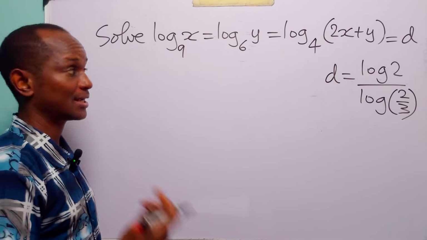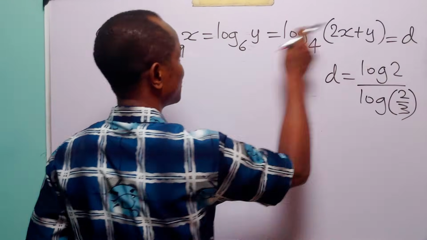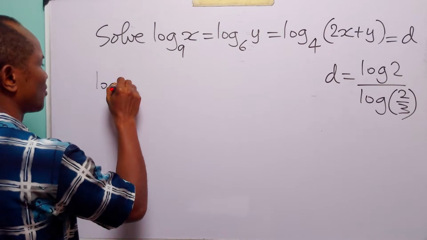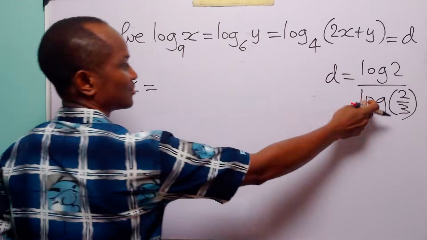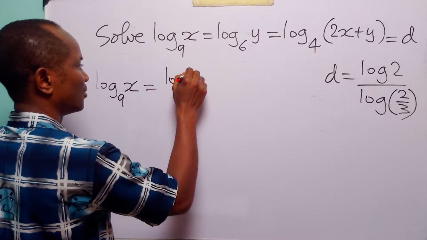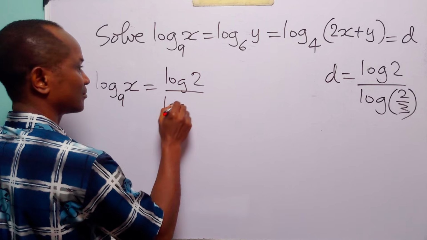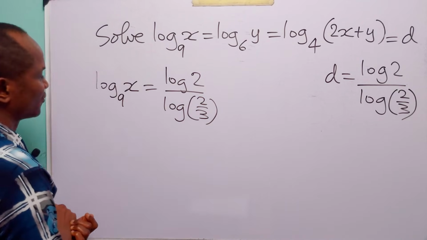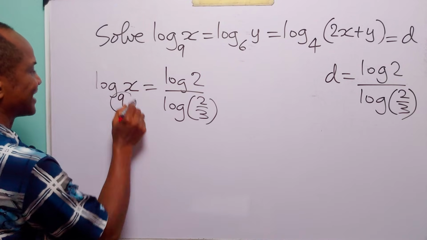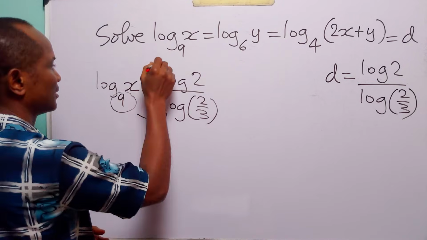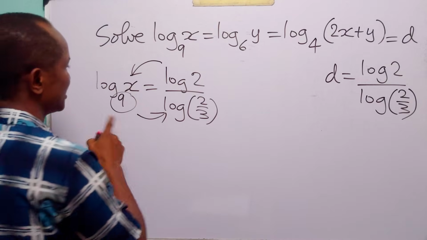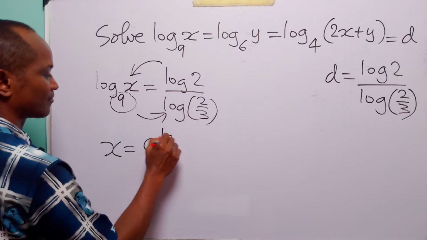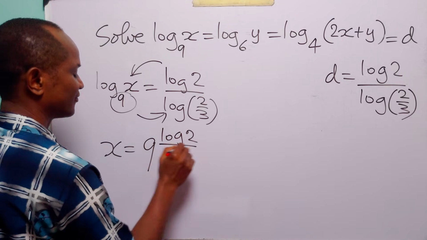And finally, now that we have found the value of d, all we need to find the values of x and y is to go back to these two equations. So we have that log to base 9 of x is equal to log 2 over log of 2 over 3. And this simply means that 9 to this power is equal to x. So we have that x is equal to 9 to the power log 2 divided by log of 2 over 3.